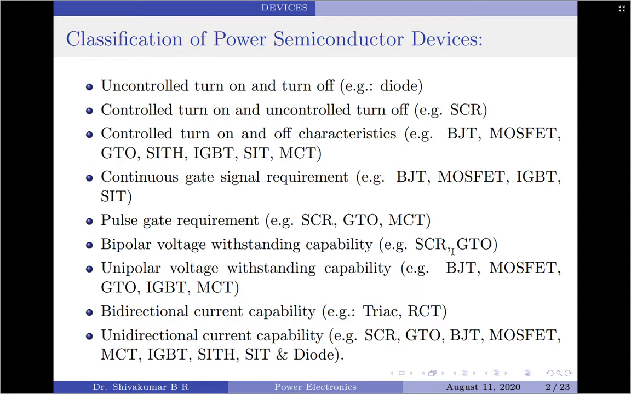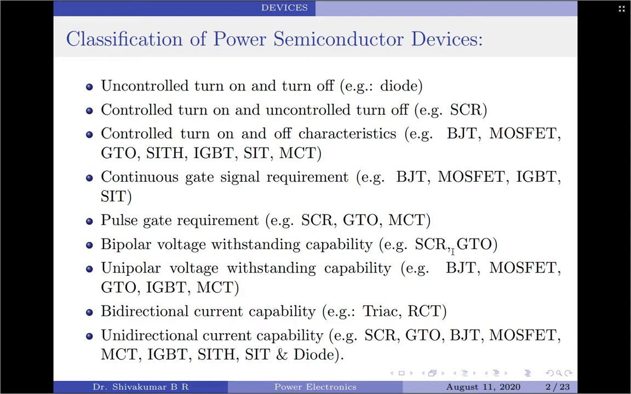And once the SCR is on, the gate, as we already have said, has no control over its operation, and therefore you can make the gate voltage 0. But the same cannot be said for a BJT or a MOSFET, because they require continuous voltage across their control terminals to sustain the device in the on state. So BJT, MOSFET and IGBT all therefore come under continuous gate or base signal requirement devices.